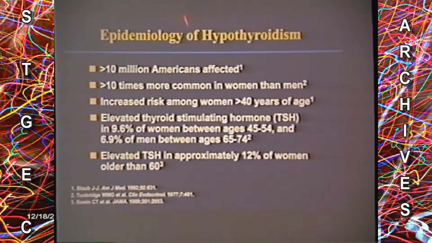Okay? So this is looking at hypothyroidism, more than 10 million Americans affected. This is 10 times more common in women. So this is one of our autoimmune diseases. As we get older, above 40 years, the incidence goes up over time. And if you look at statistics, high TSH, again, hypothyroidism occurs in 9.6, so almost 1 in 10 women between 45 to 54, and also in men, but much higher in women. Okay, and by the time we reach 60 in women, about 12% may have a high TSH.